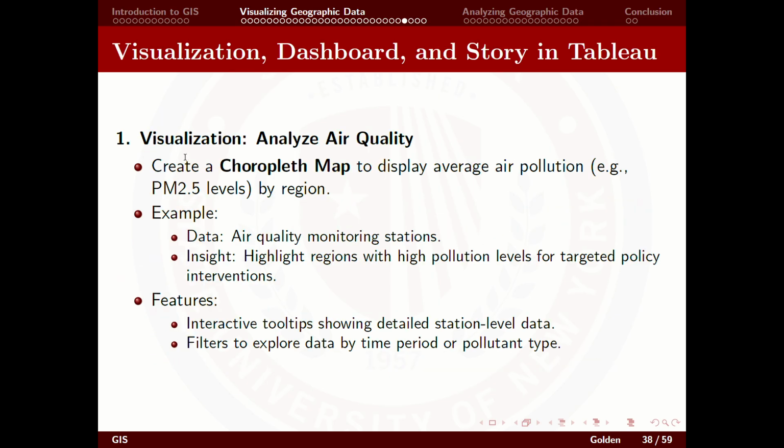So last, I'm going to end on visualization, dashboard, and story, which are the three types of granularity you can have in Tableau. So for visualization, like analyzing air quality, you maybe want to create a choropleth map to display average air pollution. So you have a map, and it's just one map. It's one page, and you can interact with it, but it's just one page that highlights regions with high pollution levels for targeted policy interventions. You can filter to explore data by time period or pollutant type.